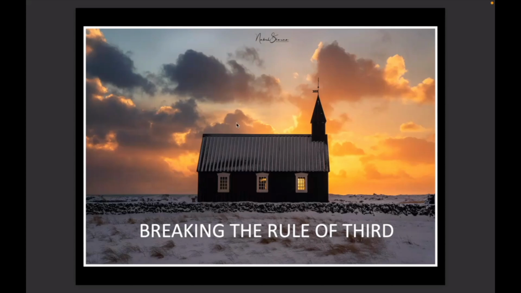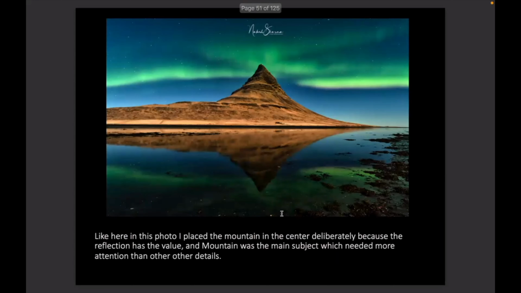to show the church, the light and drama going behind, and of course in the windows as well, there's light passing through the windows and all that. So that is only possible if I put this subject in the center. If I go left and right, it might not be that interesting. So sometimes you have to calculate and see that it's your subject that is asking for the center positioning. So I placed this mountain in the center deliberately because the reflection has value itself. The mountain was the main subject which needed more attention than the other details. So that's why I put it in the center.